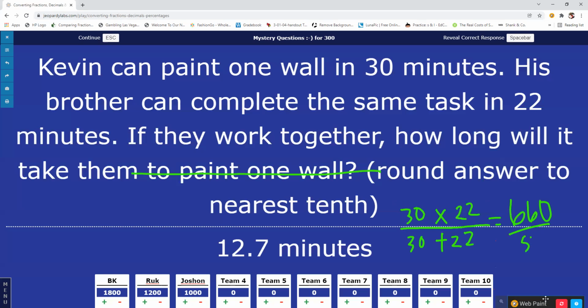All right, and then this is a fraction, but we need to change it to decimal form. So see how that convergence still comes back into play? All right, divided by 52, which gave us 12.692, but the question wanted us to round to the nearest 10th. So we underline the value in the 10th place, which is 6, assess the value to the right, which is 9. So because that's a 9, 6 increases by 1 to 7. So 12.7 minutes. And I believe Jashawn was the person who got that one right.